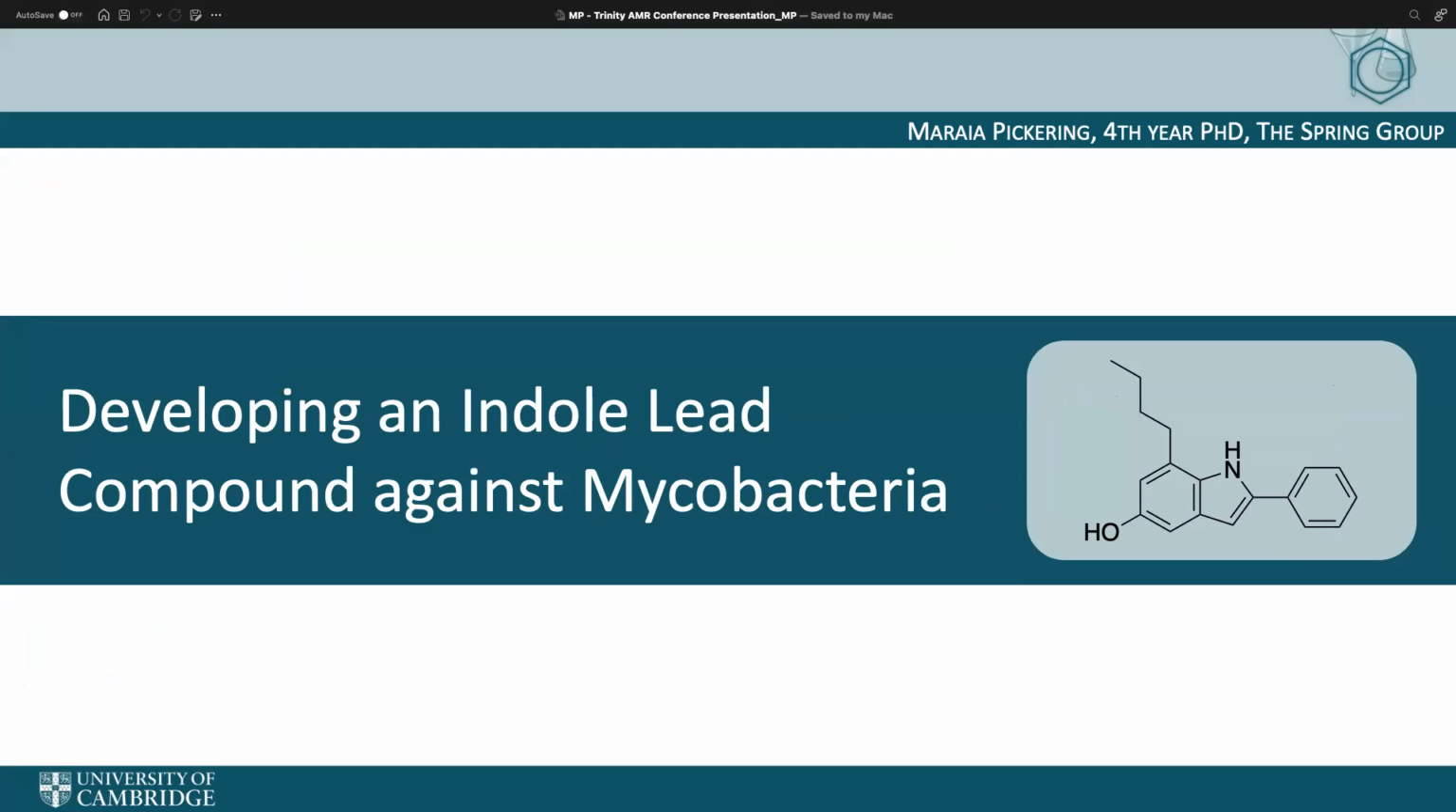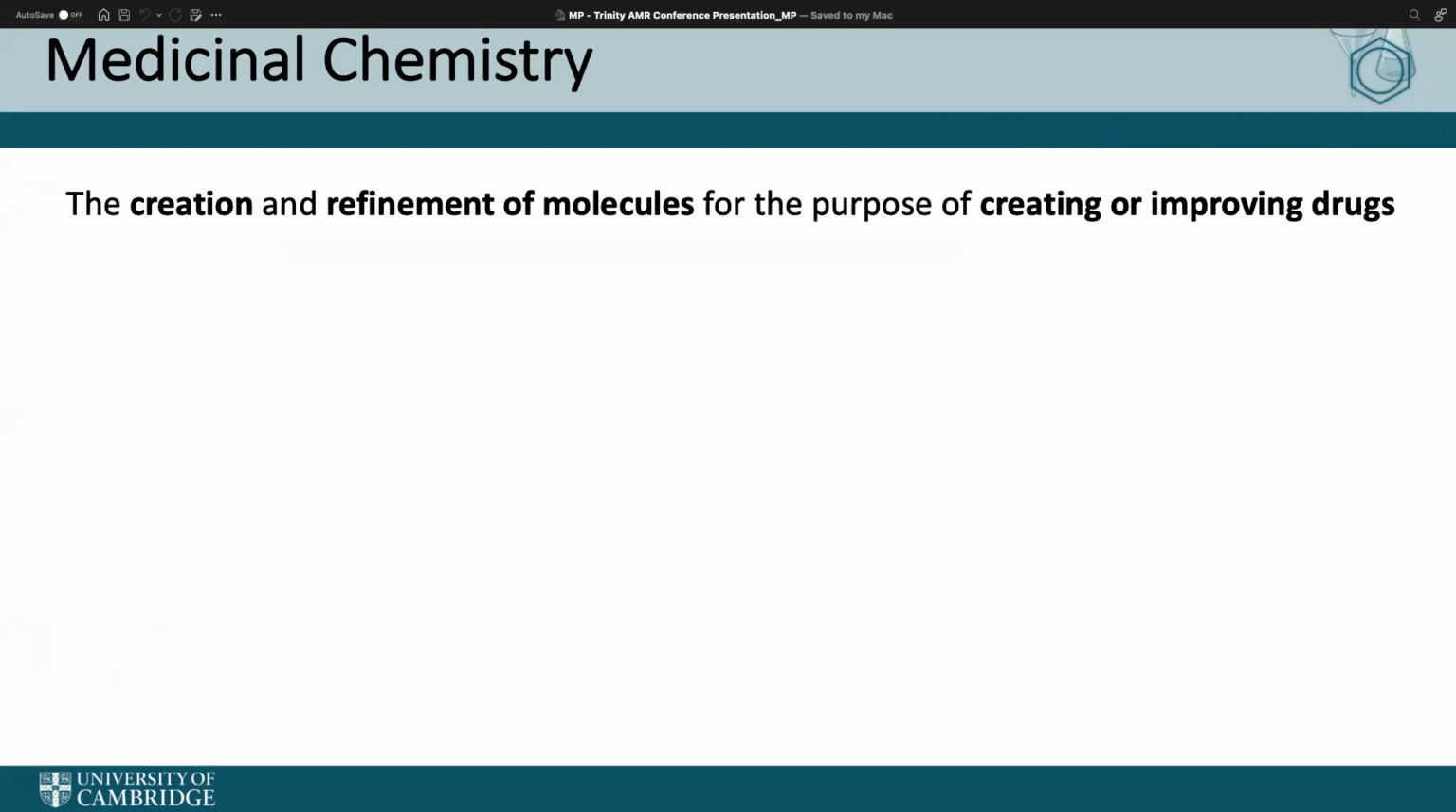I understand that we're in quite an interdisciplinary audience, so I thought I'd start this presentation just going into medicinal chemistry and also how it has been used to develop antimicrobials. So first of all, you can define medicinal chemistry as the creation and refinement of a molecule for the purpose of creating or improving a drug.